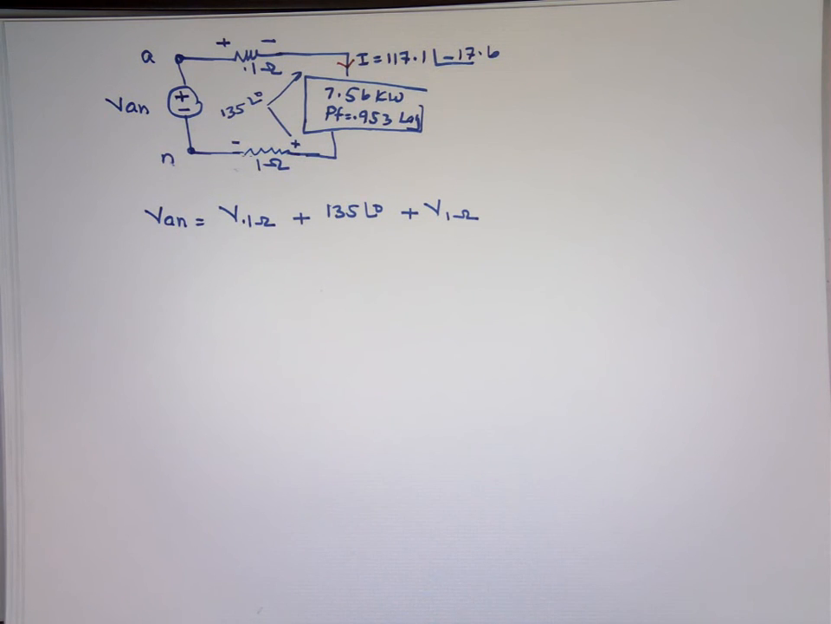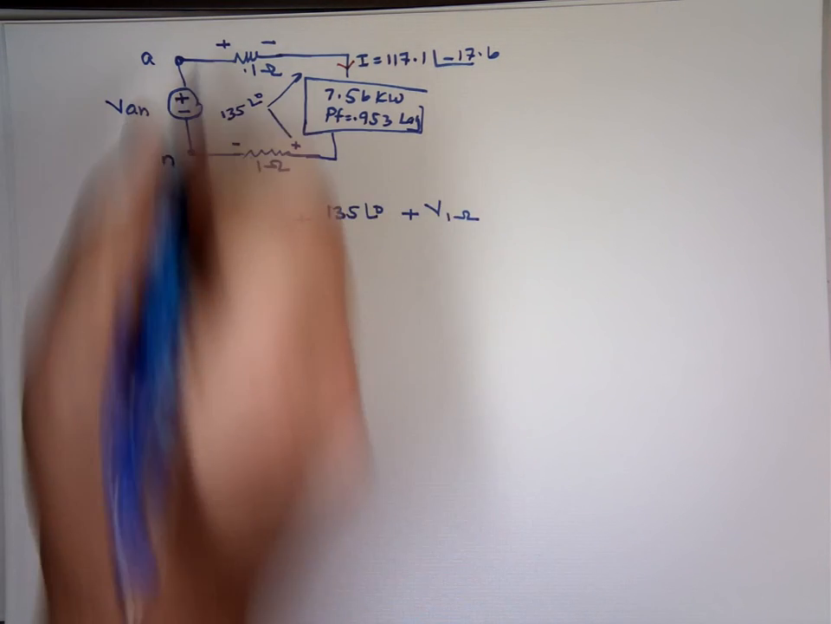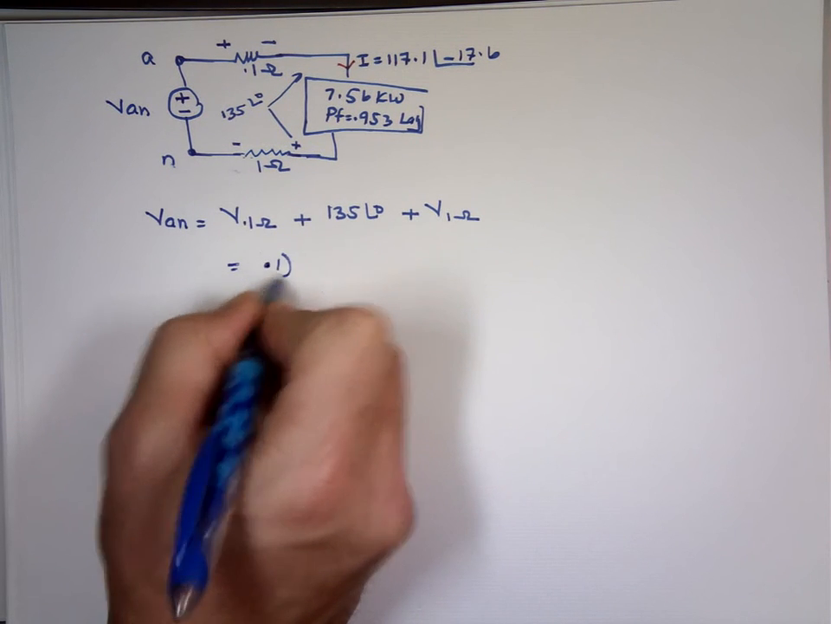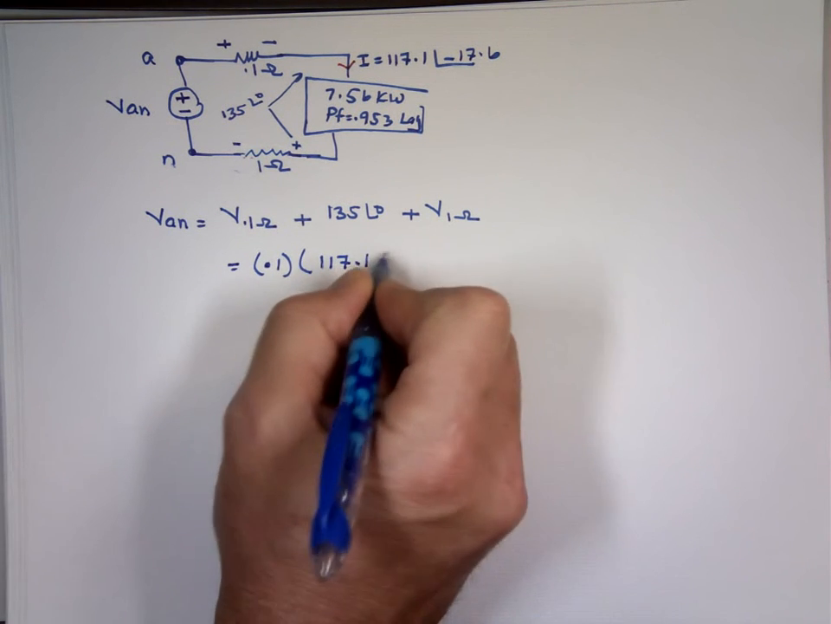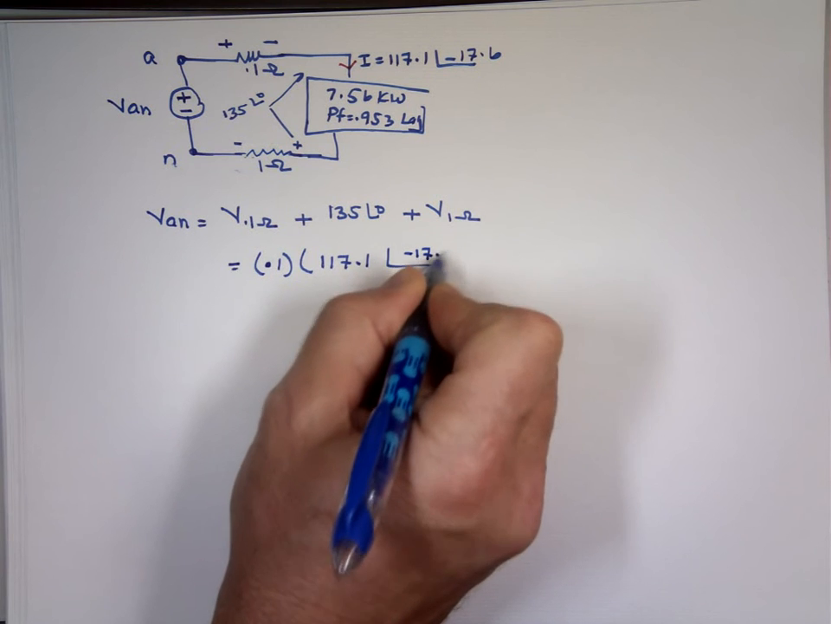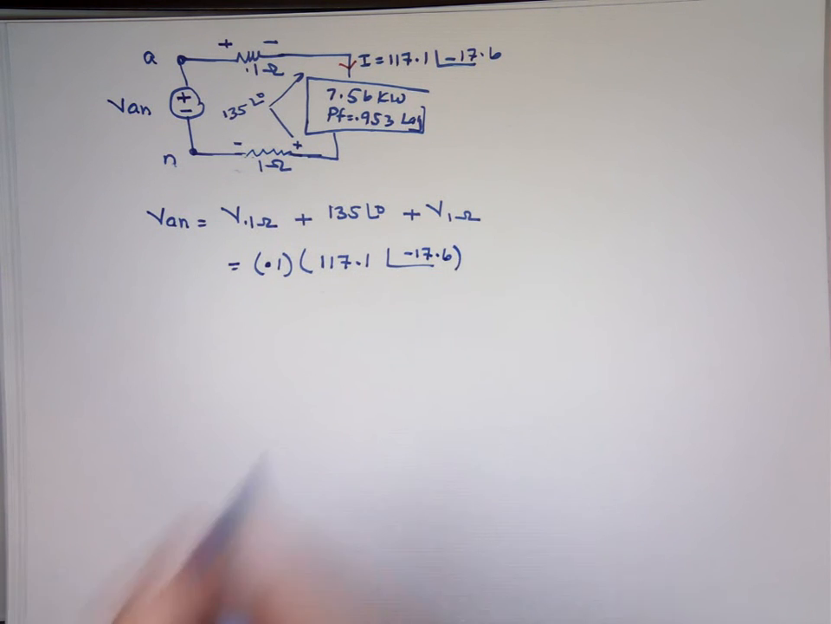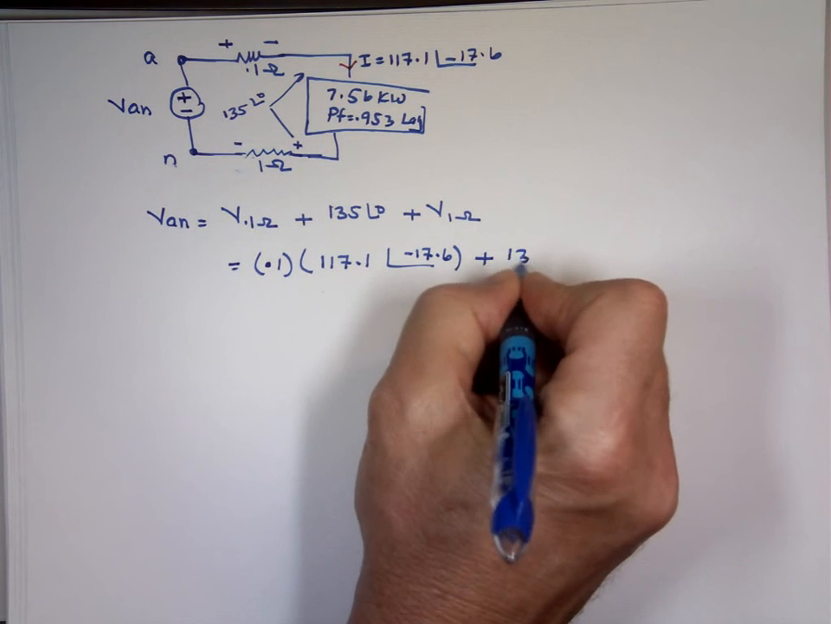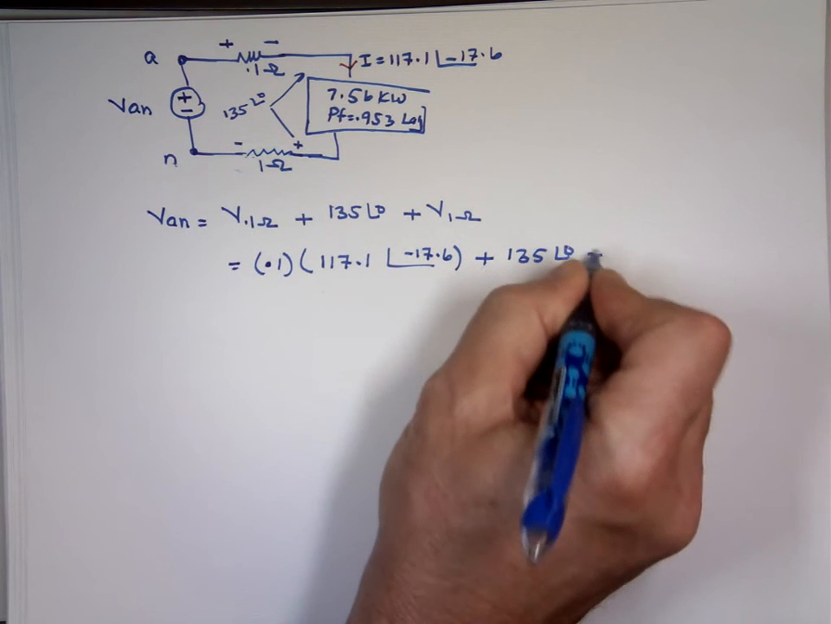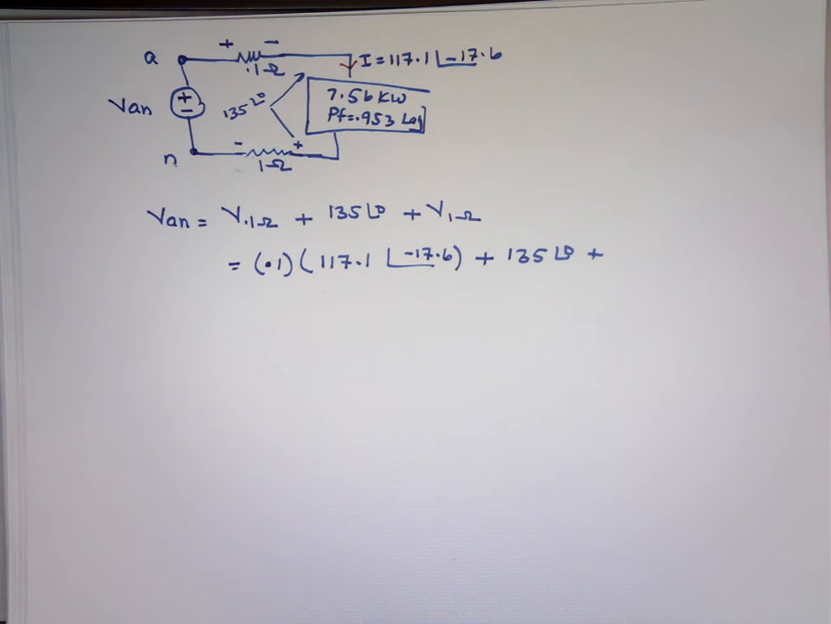So let's see, what do we have here? We have 0.1 times the current through it, and what's the current through it? 117.1 angle negative 17.6. Plus the voltage here, 135 angle zero, plus, what about the voltage drop right there? What's that voltage going to be?